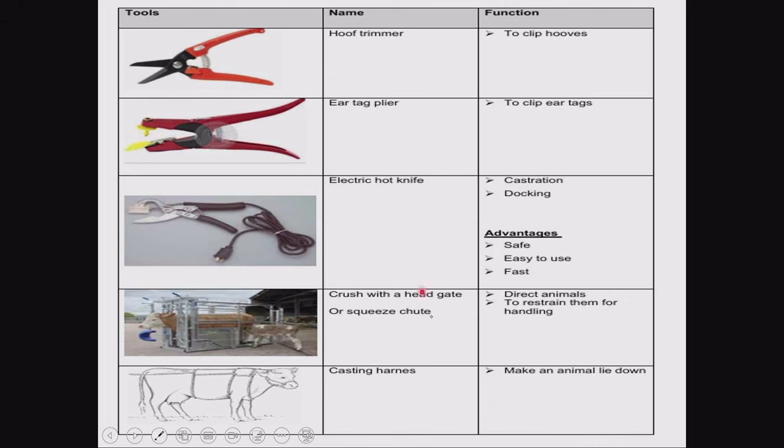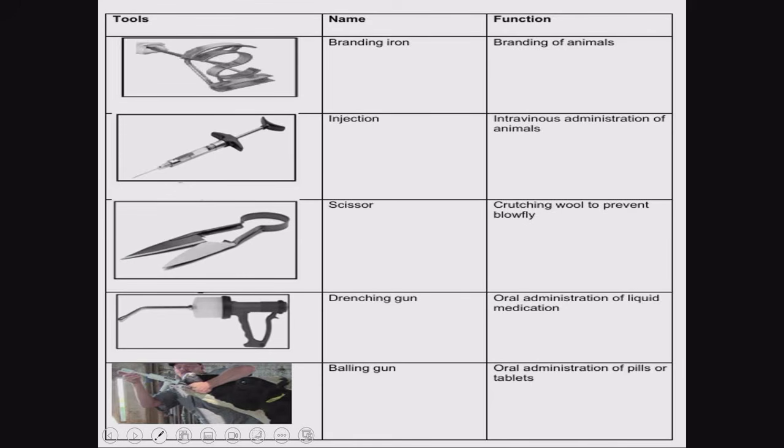This is the popular equipment that we use also in our question papers. A crush with a head gate or a squeeze chute. It is used to direct animals, to restrain them for handling. Maybe you are handling them, you want to administer medication. The one here, we have a casting harness that is used to make the animal lie down when you want to perform a procedure on the animal. Another tool that we use is the branding iron. There's the picture of a branding iron, and this is used to brand animals, basically for identification, and an injection, which is used to inject animals to administer medicine.